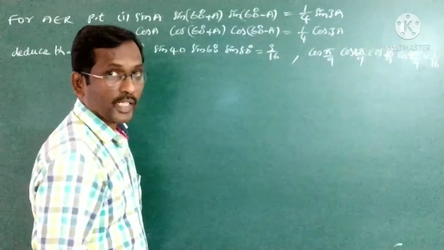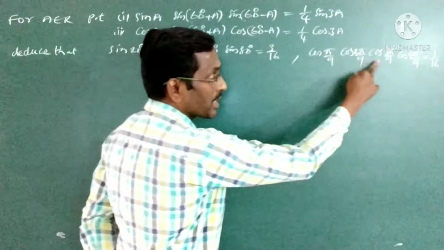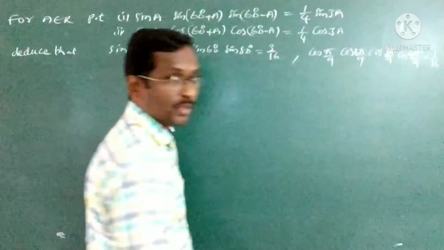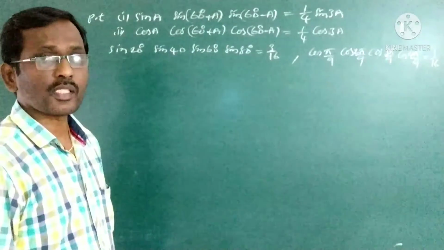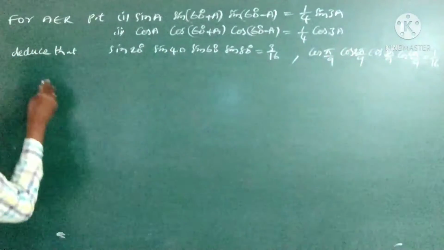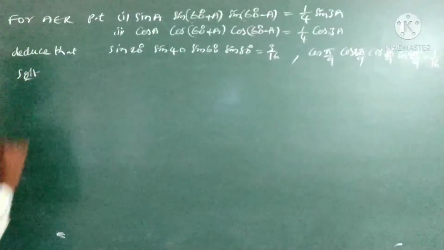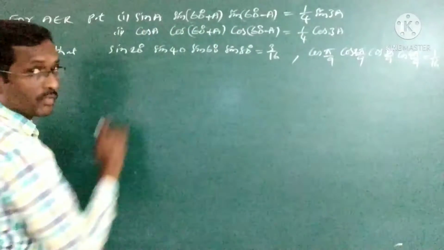sin 20, 40, 60, 80 equals 3 by 16, and we also have to find the next value: cos(pi by 9), cos(2 pi by 9), cos(3 pi by 9), cos(4 pi by 9) is equal to 1 by 16. So this you have to answer. Now come to the question. Answer to the problem. Taking the LHS of the problem.